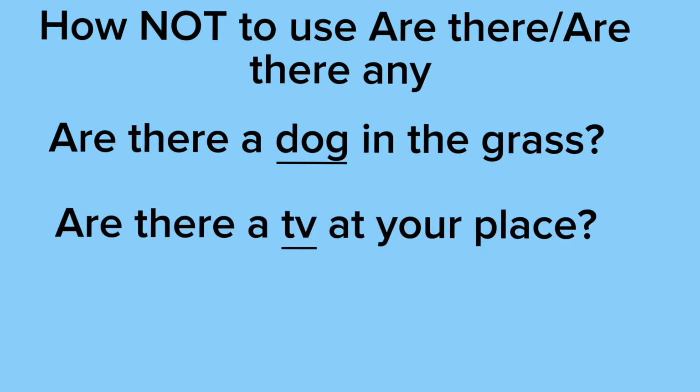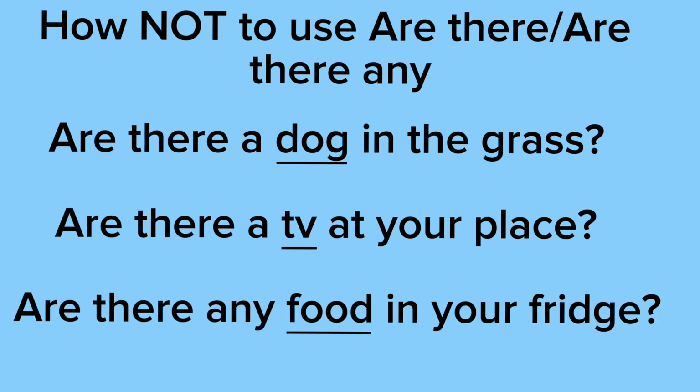Our next example says, are there a TV at your place? As you can see, TV is a singular noun, which makes this incorrect. If we said, are there TVs at your place, that would be correct because TVs is a plural noun. And our last example says, are there any food in your fridge? As you can see, food is an uncountable noun, so that makes the sentence incorrect. It should say, is there any food in your fridge?